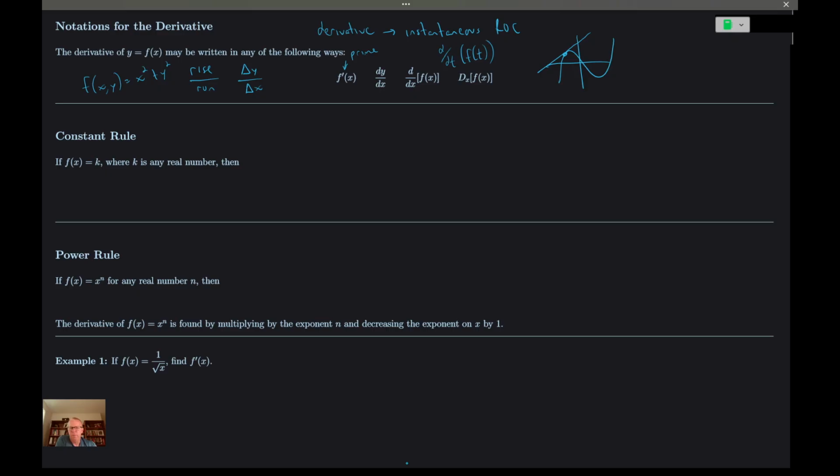So get used to these notations. We don't need to know this for this class, but get used to these notations. This one is very common. This one is very common. You might see this. You typically won't see f of x, but you might see d over dx and then some function like that. But for sure, these two are the most common.